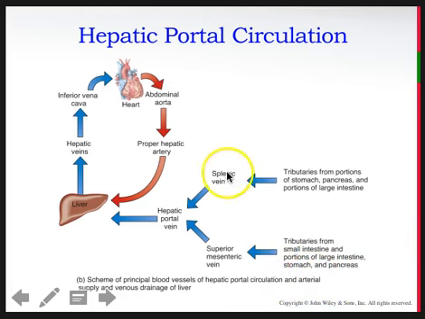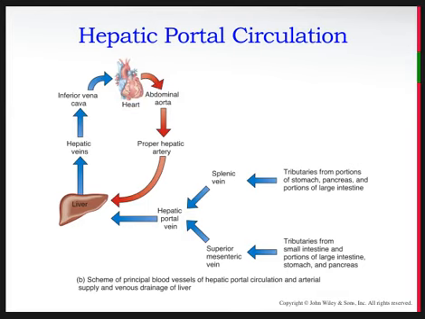These veins up here are going to come through the splenic vein. These are going to come through the superior mesenteric. They're both going to meet up here at the hepatic portal vein. And we're going to bring this oxygen-deprived but truly nutrient-rich blood directly to the liver. We're going to do some processing in the liver. We're going to exit the liver through the hepatic veins that enter into the inferior vena cava, and we're going to come back to the right side of the heart.